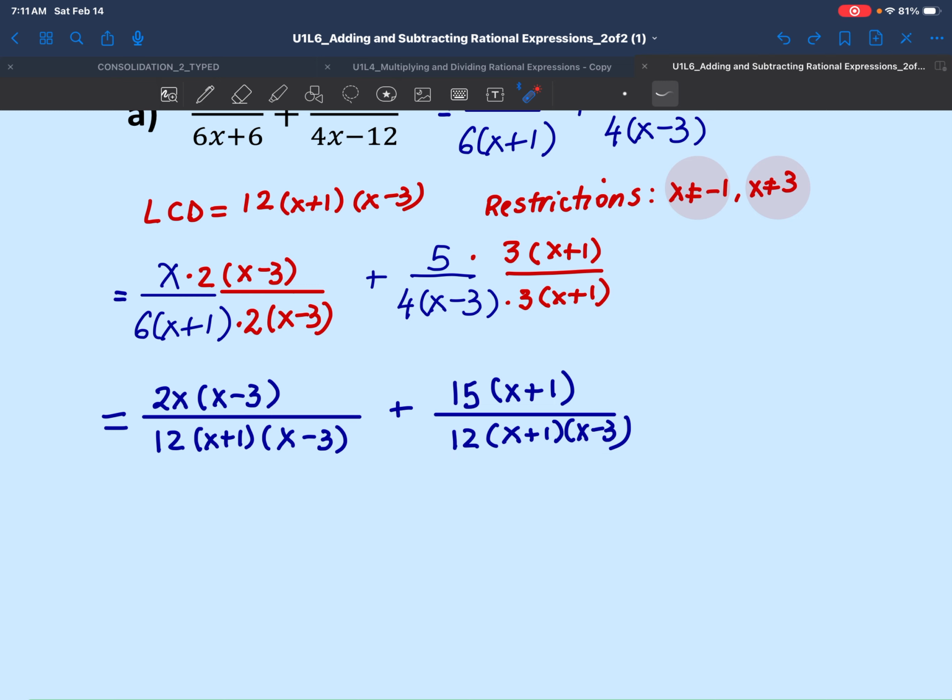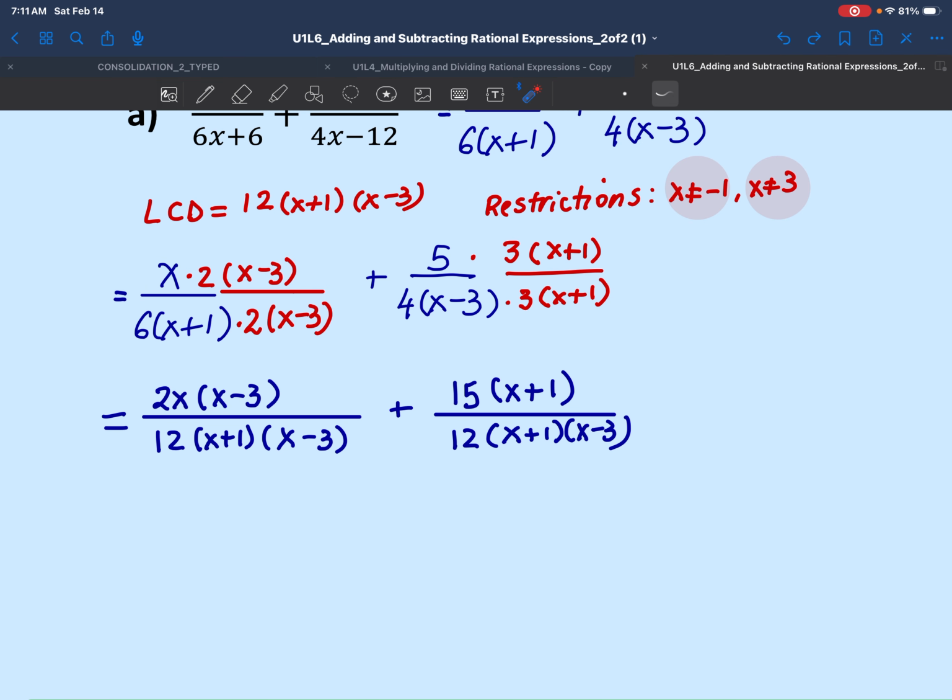Now that the denominators are the same, we can go ahead and add these two rational expressions. Remember, when we add, we keep the denominators the same, and we simply add the numerators. So we'll start off by expanding 2x times x squared, 2x times negative 3, negative 6x. Now 15 times x is 15x, and 15 times 1 is 15. The lowest common denominator, the entire expression as is, would be 12 times x plus 1 times x minus 3.